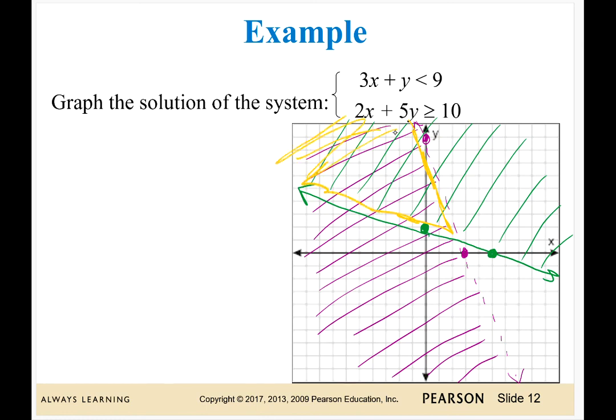Okay, all right, so this whole triangle that I'm now shading in yellow. Anything in that triangle is your answer. That is the overlapping area. Any point in that yellow area will satisfy both inequalities at the same time.